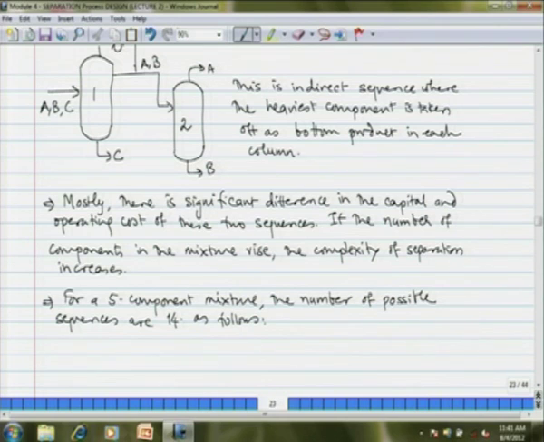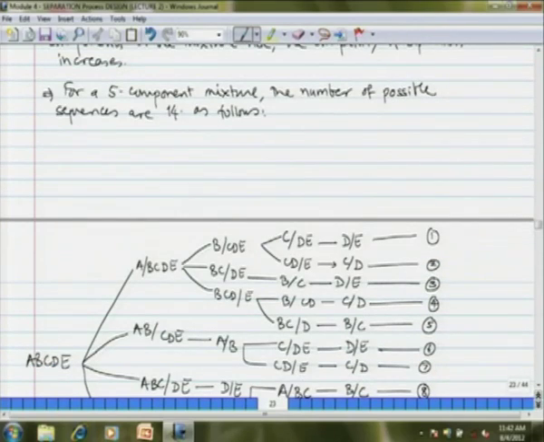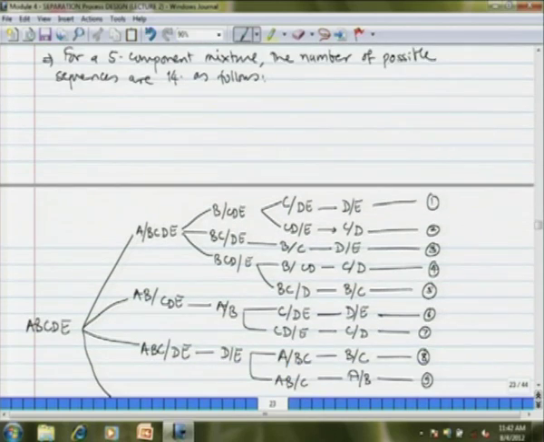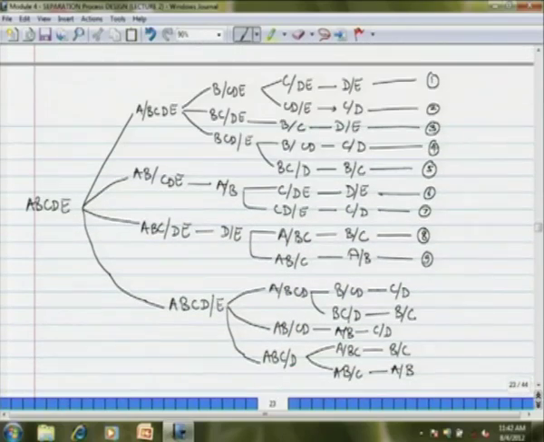As the number of components in the mixture rises, the complexity of separation increases. For a ternary mixture, we had 2 possible sequences. As the number of components increases, we have more and more possible sequences. What I have given here is an example for a 5 component mixture, instead of ABC, let us say we have 5 component mixture A, B, C, D, E. Then there are 14 possible sequences, and these 14 sequences are now on the screen. First, the ABCDE mixture, the direct sequence, where the components are removed in the order of volatility.